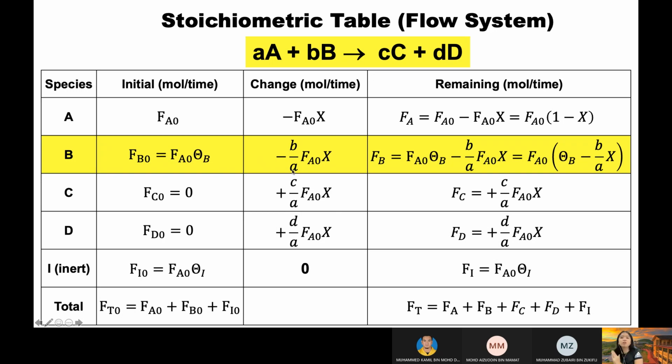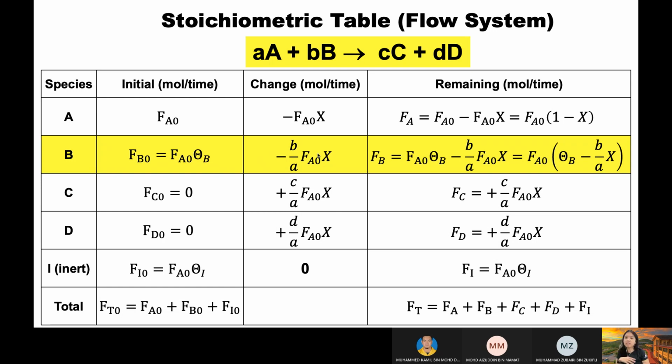Tetapi you dah tak boleh straightforward terus minus FA0X macam A. Kita kena ambil kira perkadaran stoichiometric coefficient or the ratio of stoichiometric coefficient. So what is stoichiometric coefficient? It is the number in front of the compound in the chemical equation. So katakanlah tindak balas dia, chemical equation kata 1A react with 2B. So let's say they write it 1A plus 2B. So B per A dia will become 2/1. So 2/1 multiply with FA0 multiply with X.